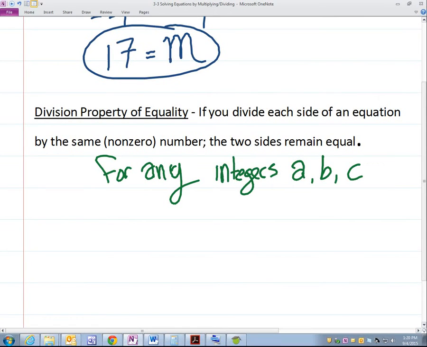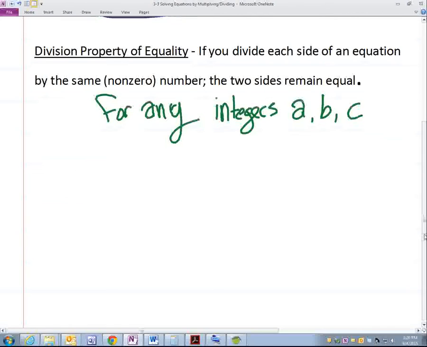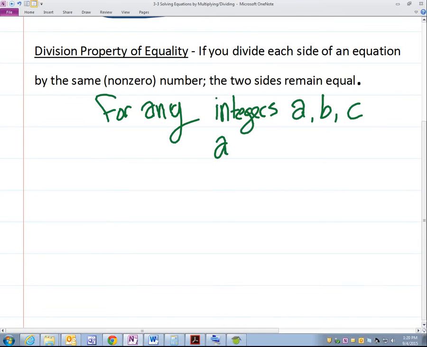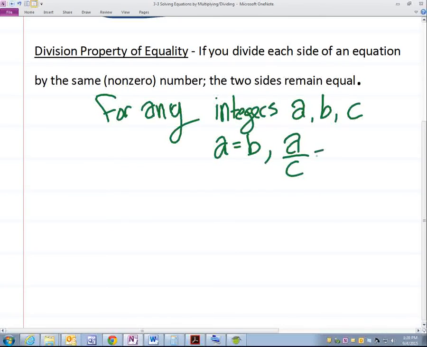For any integers a, b, and c, none of those can be 0. And the reason it says non-zero in the definition is because you cannot divide by 0. And once you're done writing, I'll explain that a little bit more.